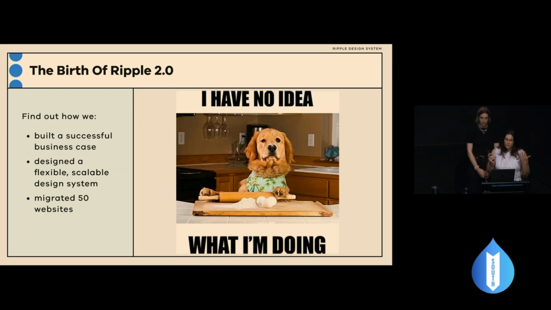So how did we birth Ripple 2? We needed to completely refactor the design system, both from a design-led and a development-led perspective. This was in order to create a cohesive system that could be easily and quickly built upon. Today, we're going to take you through how we redesigned the Ripple design system over a 24-month period to learn how we built a successful business case for the refactor of the design system, how we designed a flexible, scalable design system, and how we migrated over 50 websites from Ripple 1 to Ripple 2.